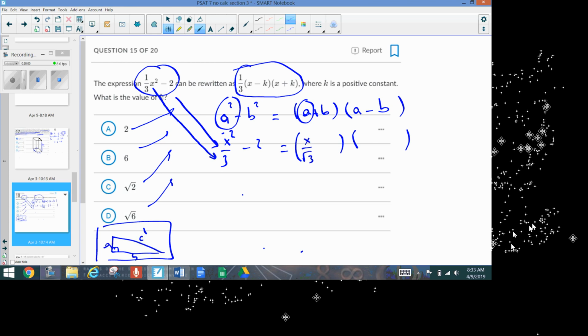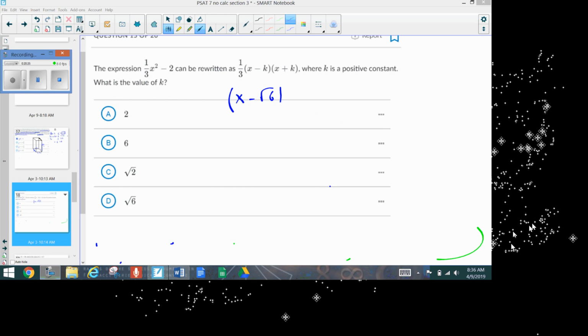This is one of the hardest questions in the test. Minus, so b squared becomes b. So 2 will become root 2. Now I'm going to do the positive, plus root 2. We're trying answer choice B.